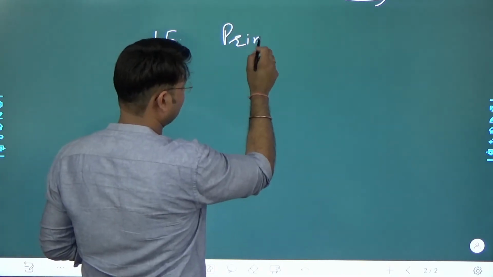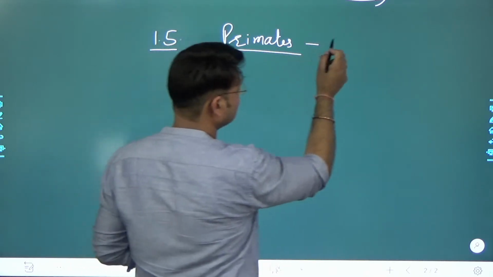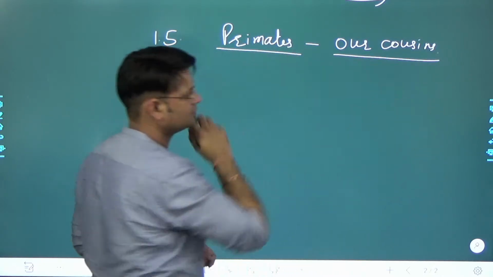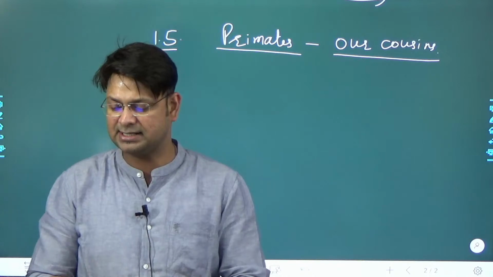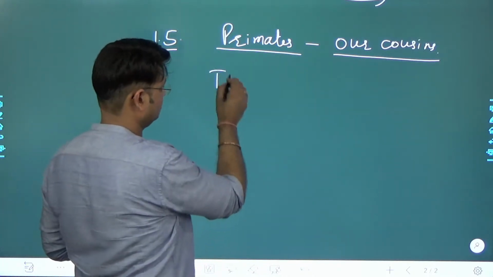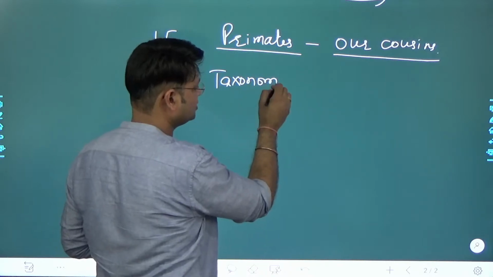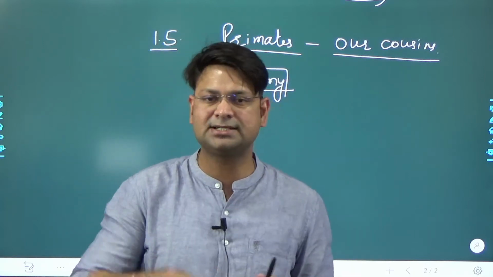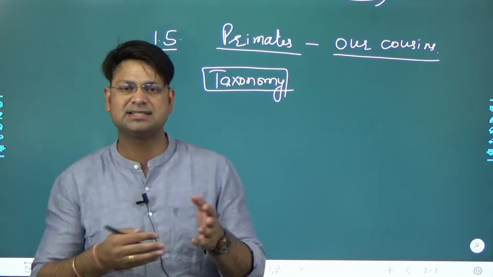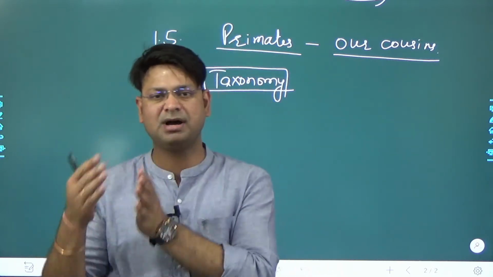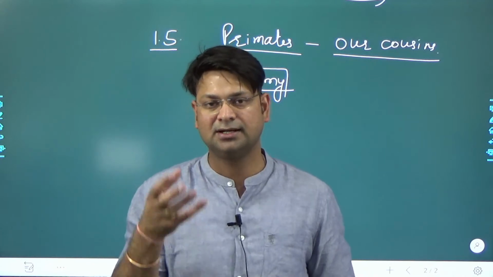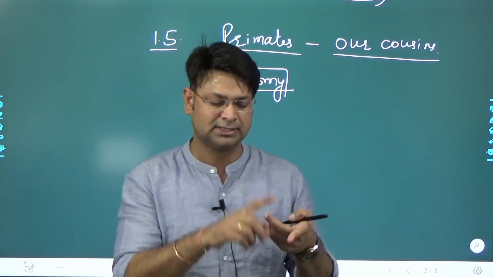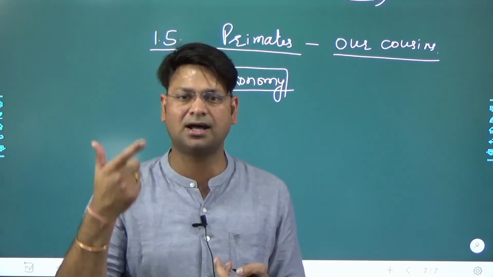right? Here we will try to understand primates, you can say our cousins, our genetic cousins, right? Here our purpose is to understand various primates, right? Their taxonomy. Taxonomy means the classification of primates, right? That includes lower primates like lemurs, lorises, tarsiers, that includes monkeys, that includes apes, right? So all these we will try to understand. We will try to understand their characteristics, their habitat, even how their behaviors are, right?